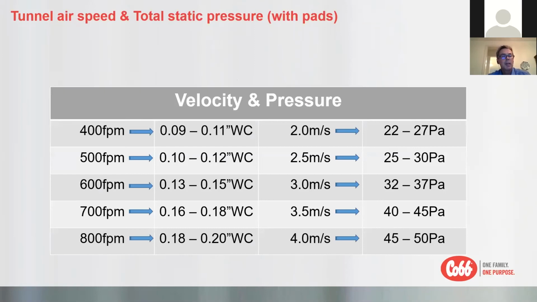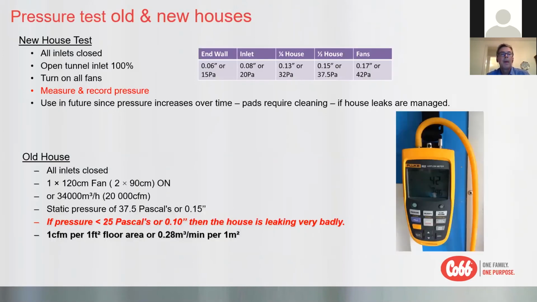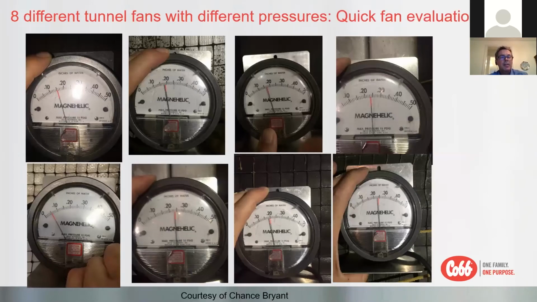So what pressures can I expect? In South Africa, most of your houses will probably be spec'd for 3 meters per second or a little more. So I would expect the house to run in full tunnel at somewhere between 30 to 35 Pascal. That's if your house doesn't leak. If you have holes in the roof, this is not going to work for you. So a very nice way, if you have an older house or even a new house, is to run a static pressure test of all your tunnel fans. You'll be surprised what you see.